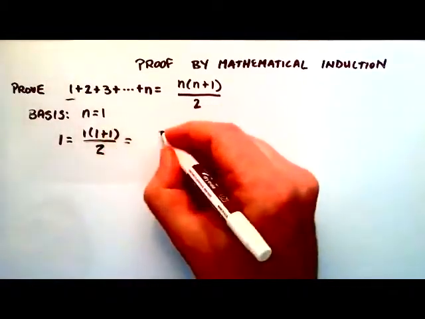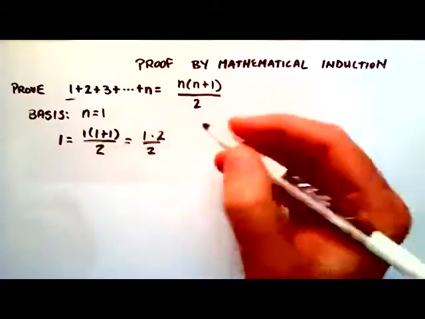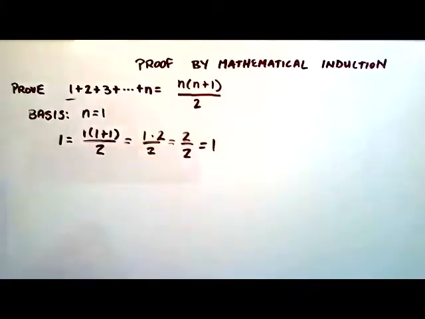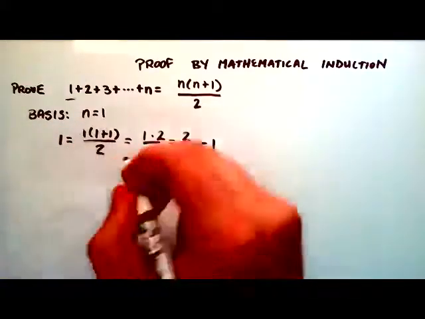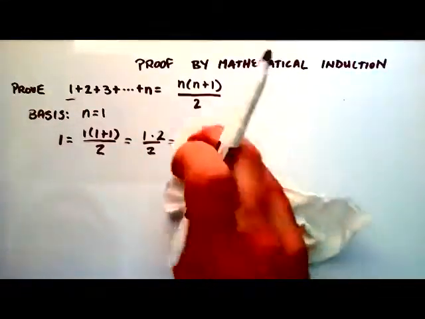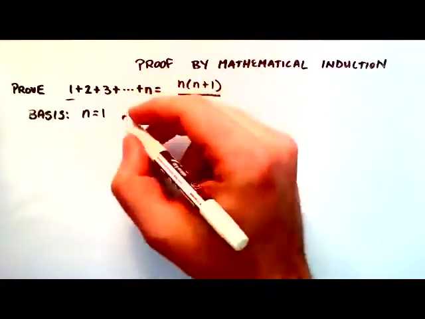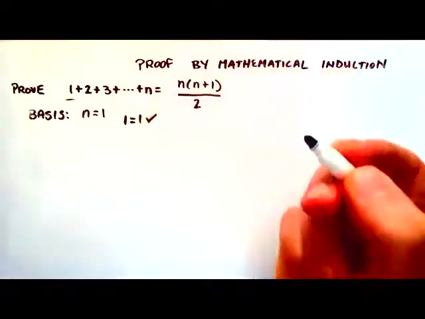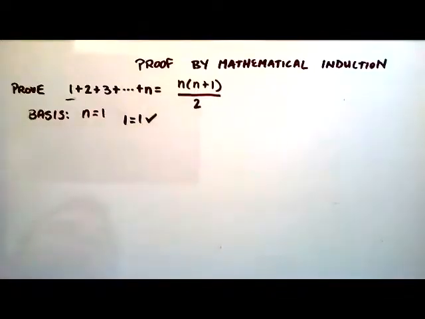1 plus 1 is 2, we multiply that by the 1 on the left here, divide that by the 2 on the bottom. 1 times 2 is 2, divided by the 2 on the bottom is simply equal to 1. So for the base case for n equals 1, we have 1 on the left hand side equals 1 on the right hand side. I think that's simple enough, we can just erase it. So for the basis case we have 1 equals 1, and that is a true statement. And since the basis case is true, we can proceed to the next step.